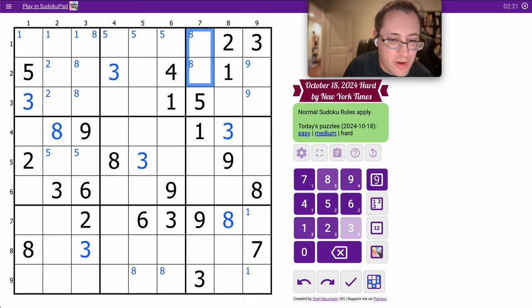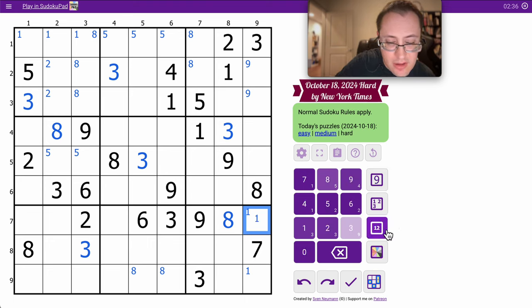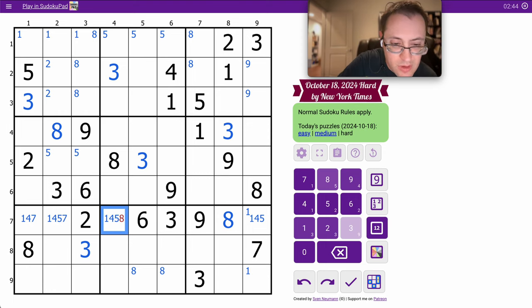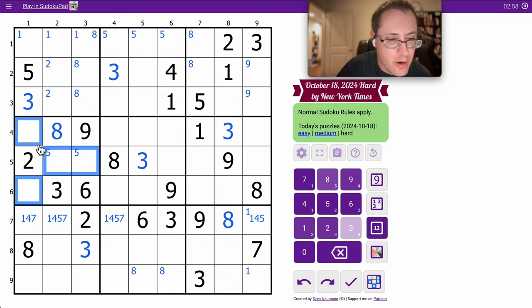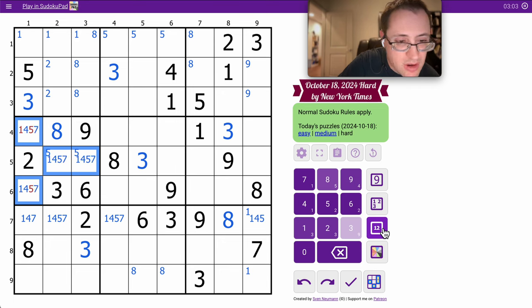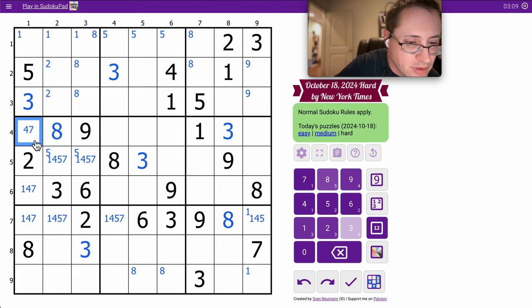Okay, row 7 is quite helpful. 2, 3, 6, 8, 9 leaves 1, 4, 5, 7. Anything else with even 5 digits in it? I see a lot of things with 4, but very little now. Yes. These 4 must be 1, 4, 5, and 7 also. Well, those aren't 5, this isn't 1.